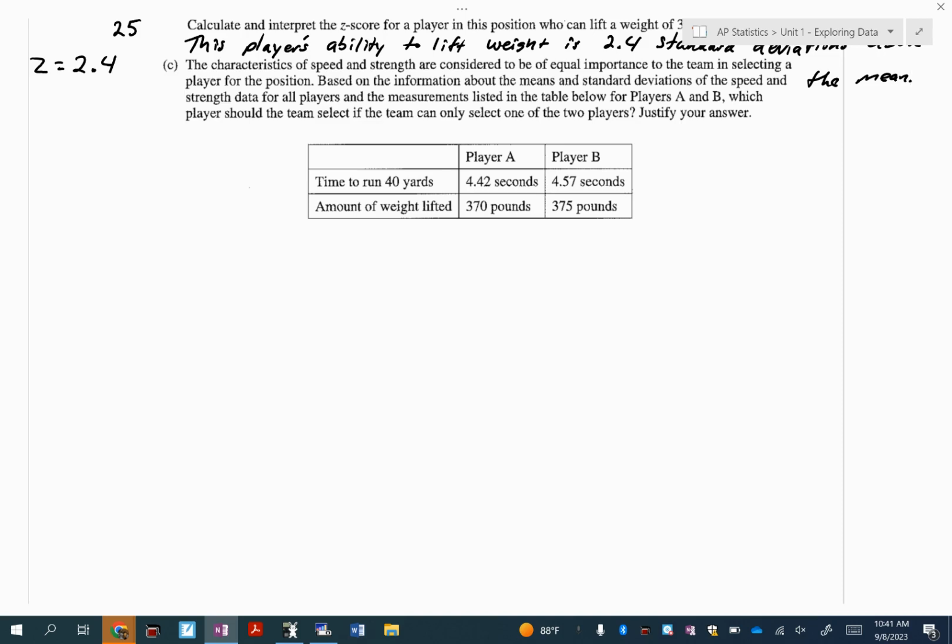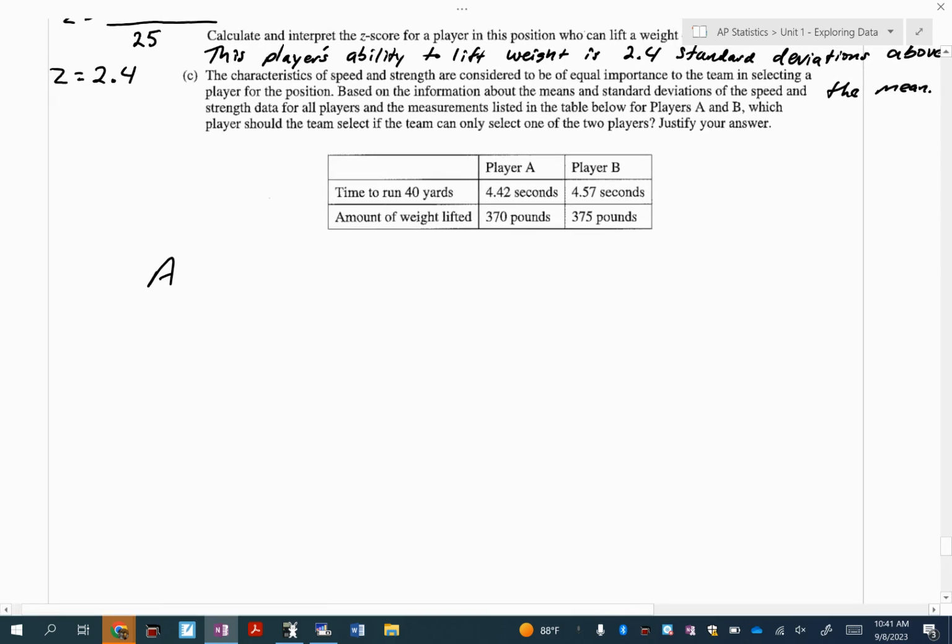In this case, talking about running and strength. So I always just go to football. We're starting football now anyway. Let's standardize each of these players' performances and then analyze those Z-scores, okay? So I'm going to do player A first, which is, what was it, the 40-yard dash?